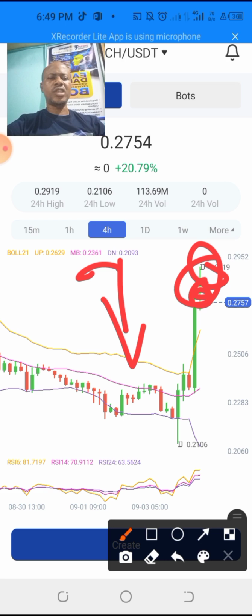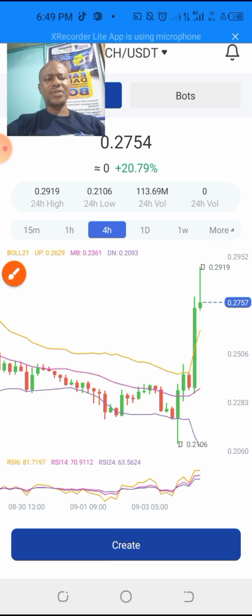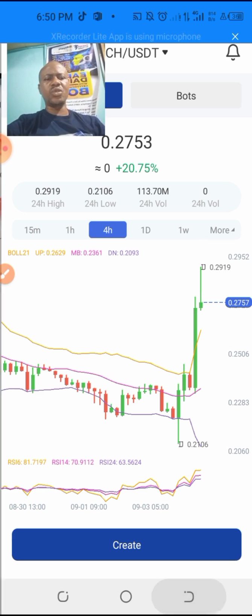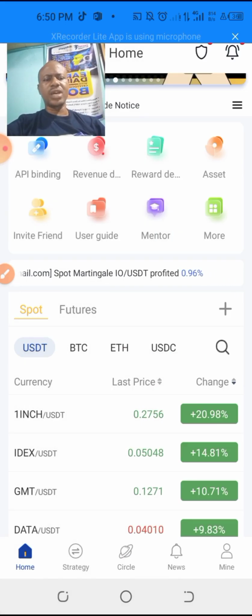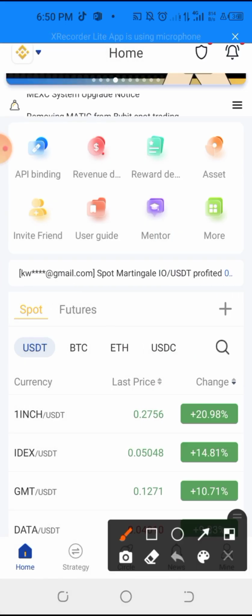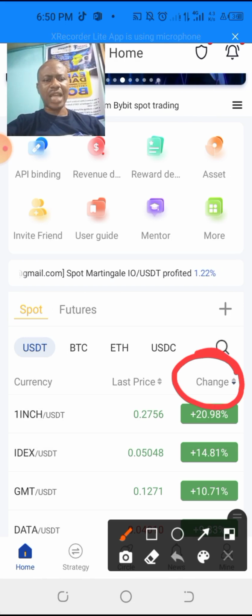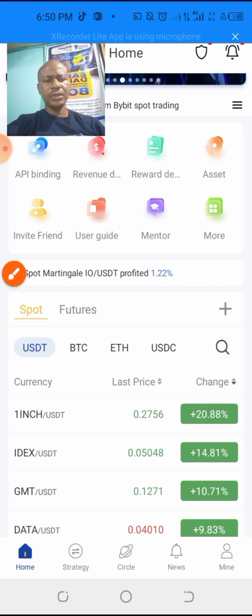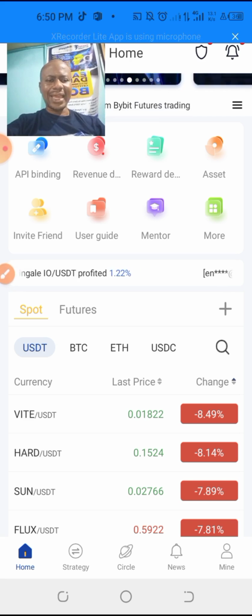But from my years of experience in trading, I will not recommend it. No, never enter a coin that is pumping. People enter a coin that is pumping because of fear of missing out. No, no, no. Don't do that. So what will you do? When you get your RoyalQ, the first thing to do is to tap this change to arrange the coins to the highest negative coin.